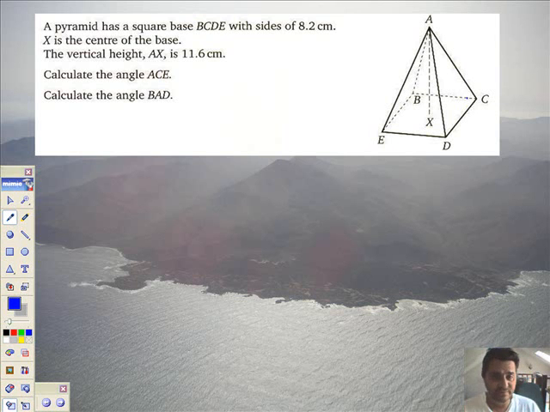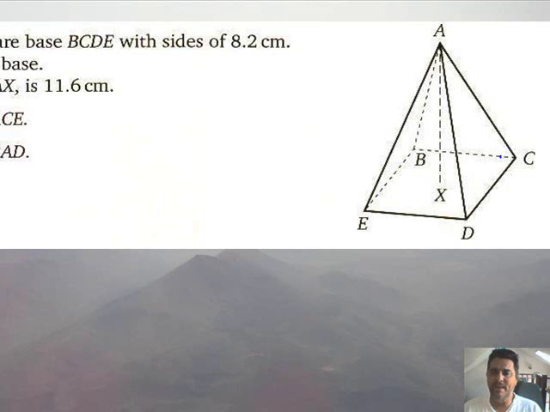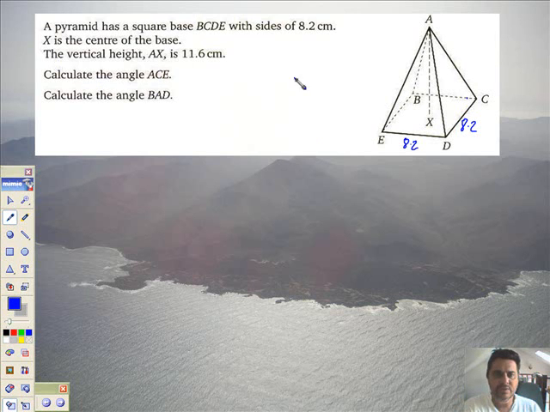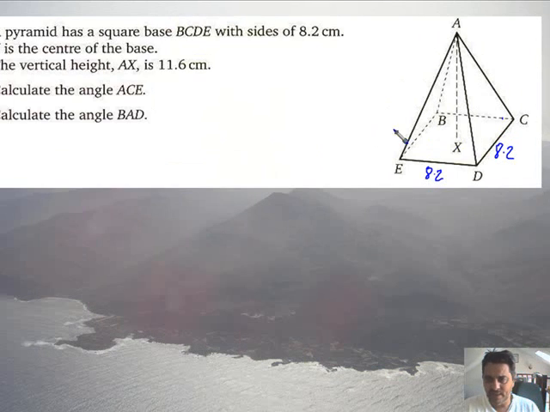Assess 18 question 4. The pyramid has a square base as shown there, BCDE, and the sides are 8.2 centimeters, so I can do that. I'm told that X is right in the middle of the base, right in the center, and the vertical height AX is 11.6. I've got to calculate first of all angle ACE, so ultimately I'm after that angle there.